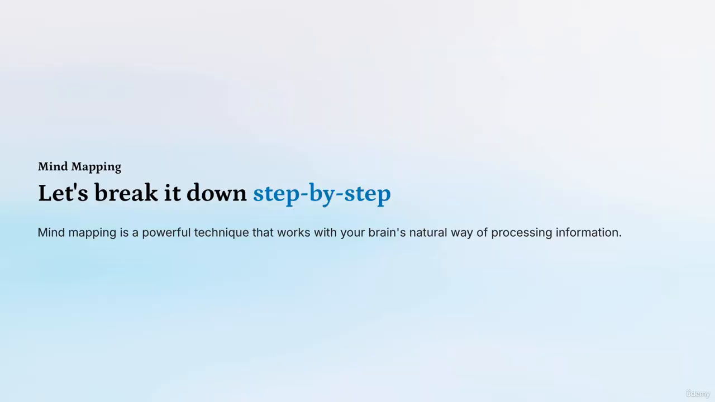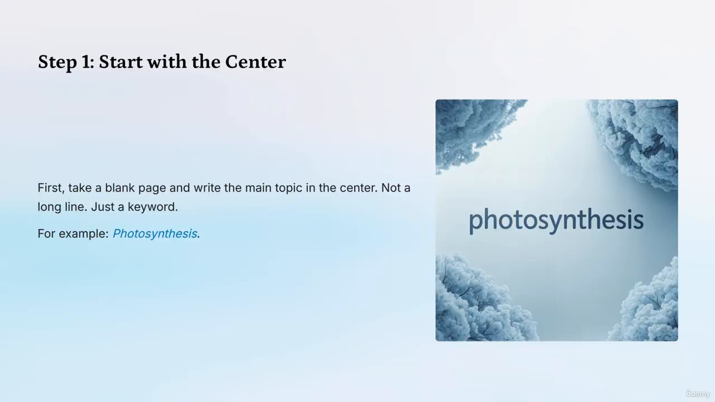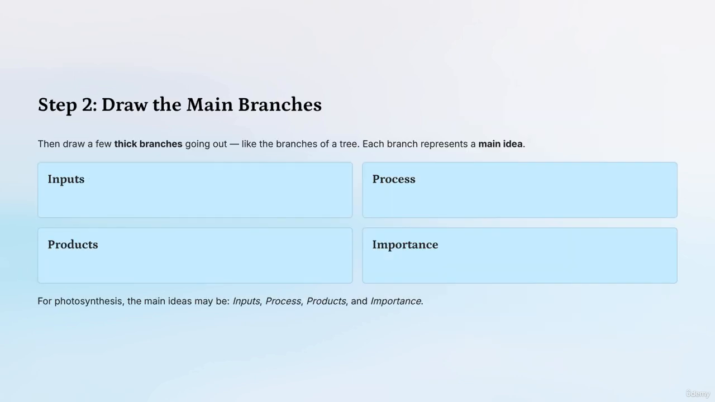Let's break it down step by step. First, take a blank page and write the main topic in the center. Not a long line, just a keyword. For example, photosynthesis. Then draw a few thick branches going out like the branches of a tree. Each branch represents a main idea. For photosynthesis, the main ideas may be inputs, process, products, and importance.